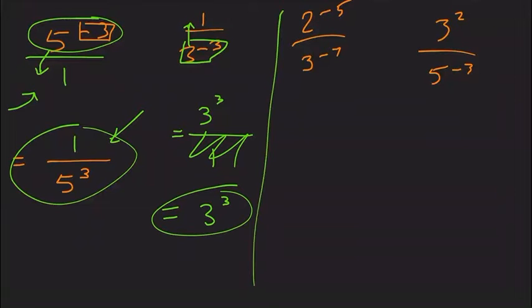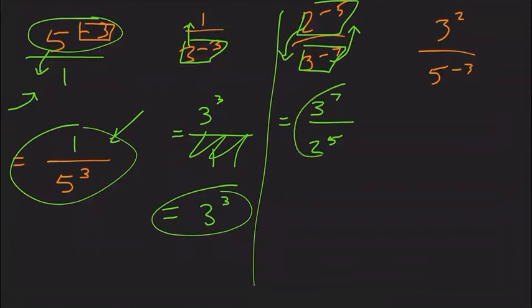Now this next one, we have multiple negative exponents. So that means both of them need to move. So this one will need to move up to become positive. This one's going to need to move down to become positive. So basically the whole thing's just flipping. We're going to have 3 to the positive 7th over 2 to the positive 5th.